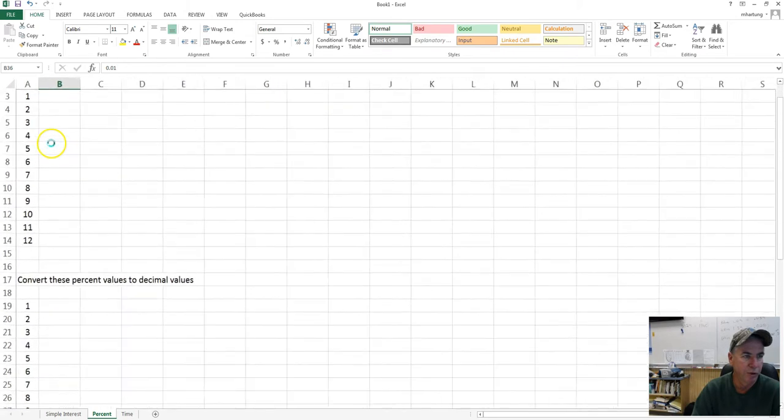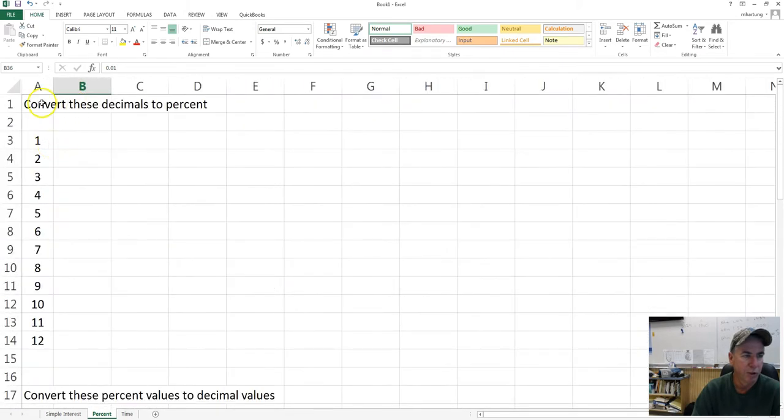You can just go ahead and create a little worksheet just like this. Convert these decimals to percent, and I've got listed 1 through 12, and then we'll put some numbers in. So if you want, go ahead and pause the video and quickly create this little worksheet right here. And you can start a new workbook and call that workbook Banking, B-A-N-K-I-N-G. Well, let's start with our first value, the decimal value of 3.5.